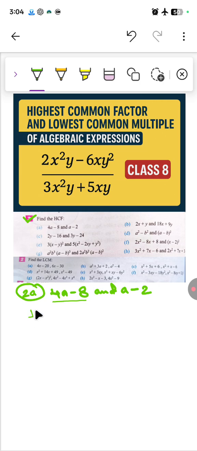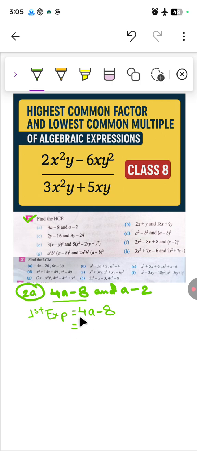We can write first expression, exp in short form, then equal to sign, and let us write it: 4a minus 8. To find out the highest common factor and the lowest common multiple, we have to follow the same rules of factorization. We have to write this expression in product form. Then only we can find out its highest common factor and lowest common multiple.